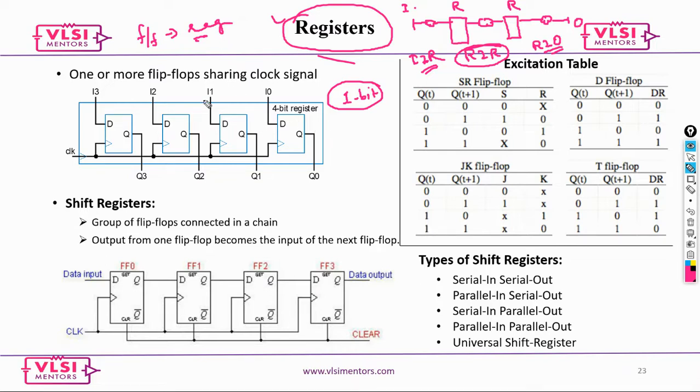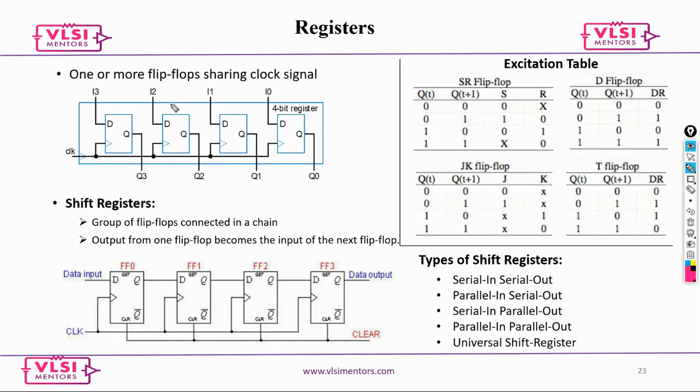Now there are different types of registers. So what are the different types of registers? Let's take a look at it. So what kind of register is this? Can someone tell me quickly? What kind of register is this?